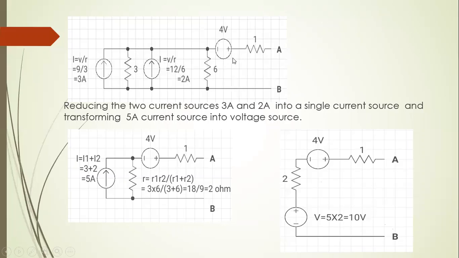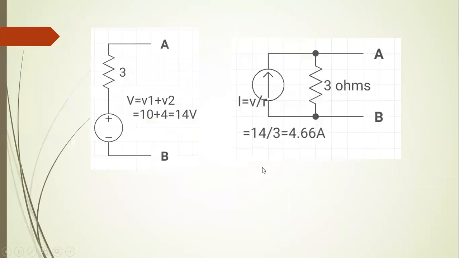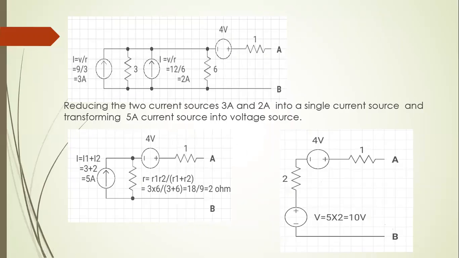Now the two current sources are connected in parallel, reducing that to a single current source. 3 plus 2 is nothing but 5 amps. And then R: the 3 ohm resistor and 6 ohm resistor are connected in parallel. 3 into 6 divided by 3 plus 6 is nothing but 2 ohms. Now reconnecting this 4 volt and 1 ohm part as such. Now again transforming the 5 amps and this resistor into a voltage source.